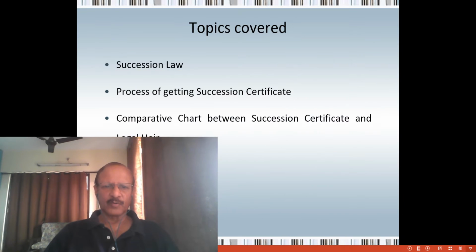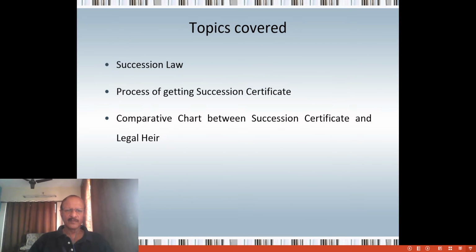and succession certificate. In the subsequent videos, I will cover gift, release deed, etc., and finally comparing it with will. So once we cover all this, you would have completed all the inheritance instruments and would be in a better position to know about all, that is will, succession certificate, legal heir certificate, etc., and you can apply suitably as per your requirement. Now let us look at the topics that we are going to cover today.